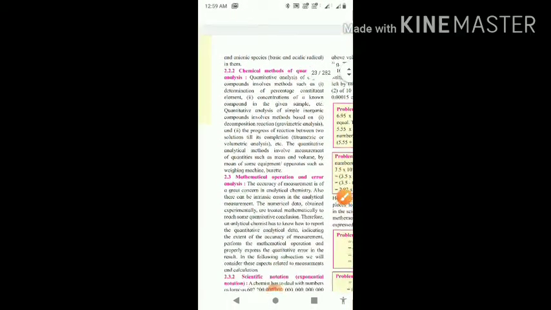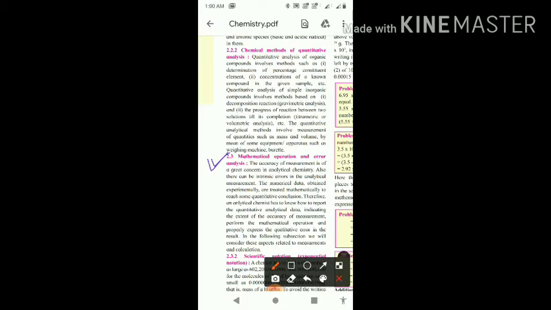In the last session we started with mathematical operations and error analysis. I will quickly revise what exactly this concept is, so we are going to start from this part. When we discuss mathematical operation and error analysis, the accuracy of the measurement is the most important parameter in analytical chemistry, and it is of great concern. Basically, there are various intrinsic errors, or in simple language, various internal errors, in the analytical measurement.